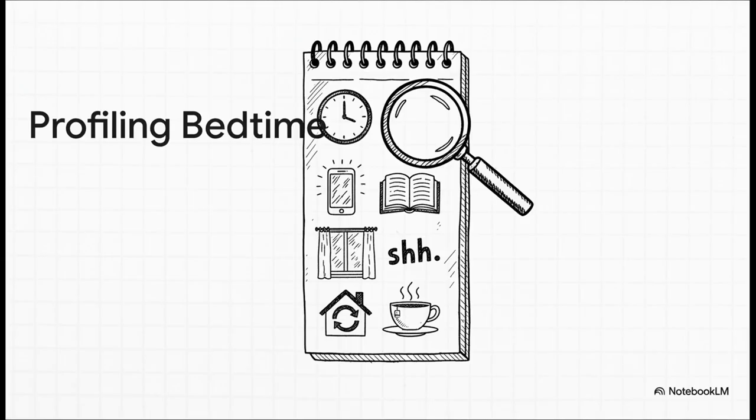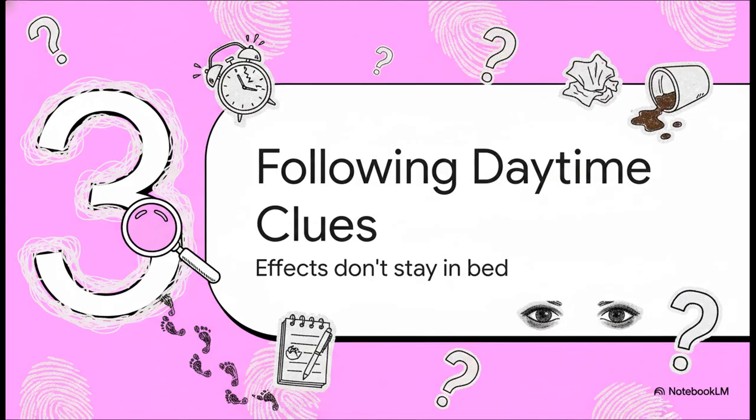You might uncover a huge clue, like maybe they're scrolling on their phone, and all that blue light is just killing their melatonin production. Or asking if the room is dark and quiet. That's like dusting for fingerprints at the crime scene. Every little detail helps you piece together what's really going on every night.